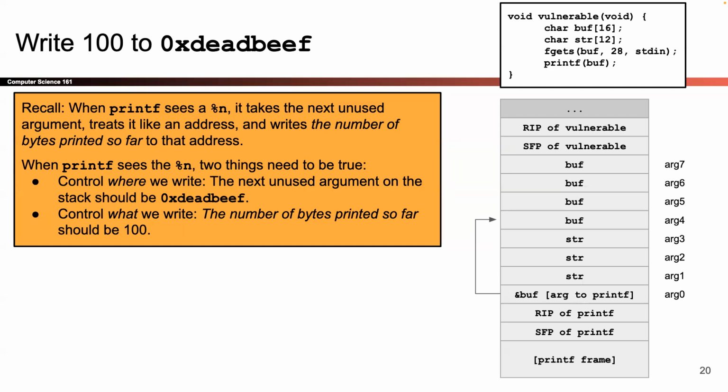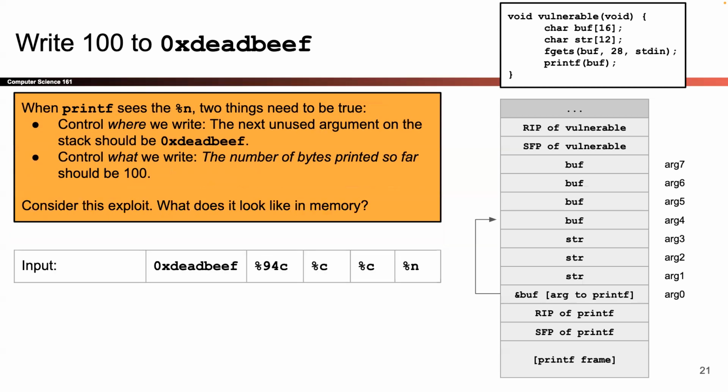So you simultaneously have to make sure that the number of bytes printed out is 100. And when printf goes on the stack to find that next argument, whether it's arg 4 or arg 5 or arg 7, whichever one it takes off next for the percent n, it better say deadbeef. So let's attempt to do some juggling. Okay, here's an exploit that might work. So let's take a look at it and try to understand how it was juggling things.